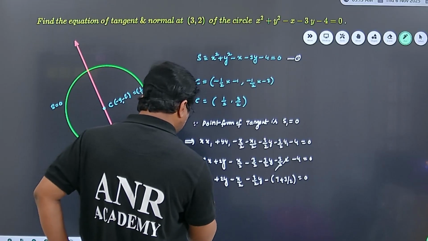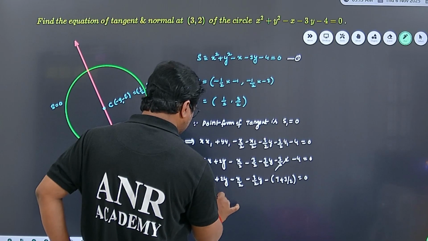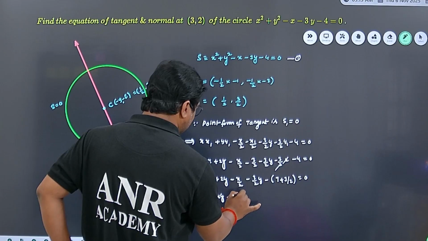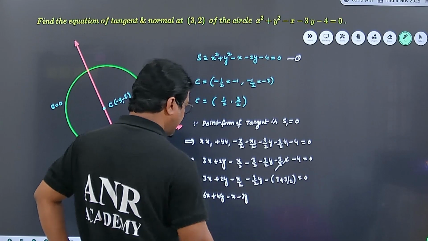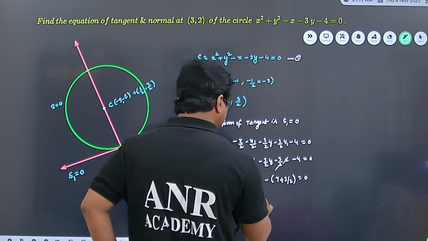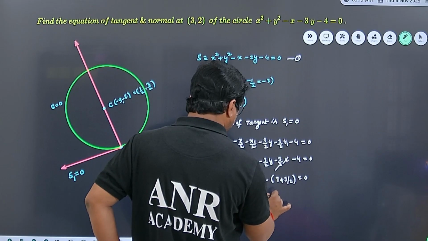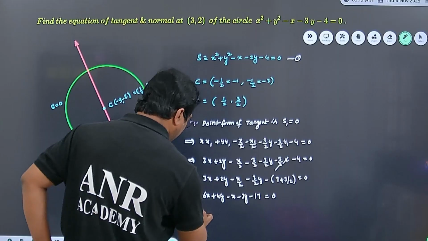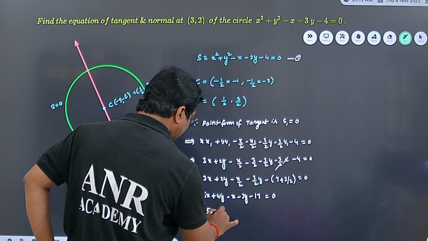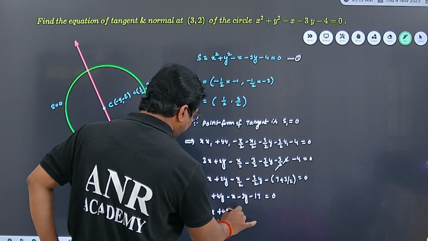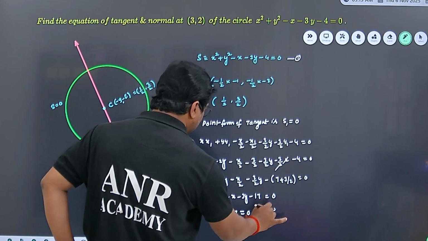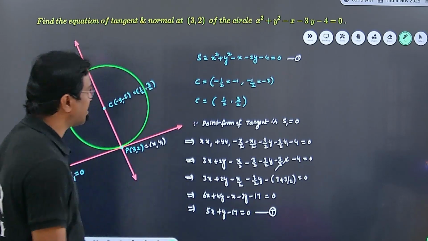Therefore I can write 6x plus 4y minus x minus 3y minus 17 equal to 0. And on simplification it is 5x plus y minus 17 equal to 0. This is equation of tangent.